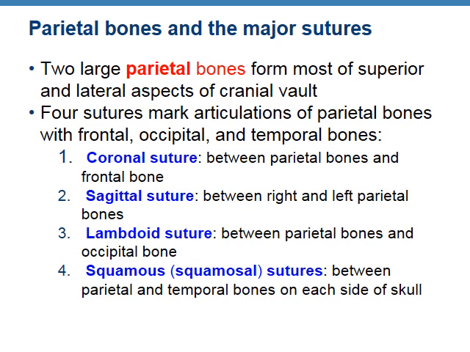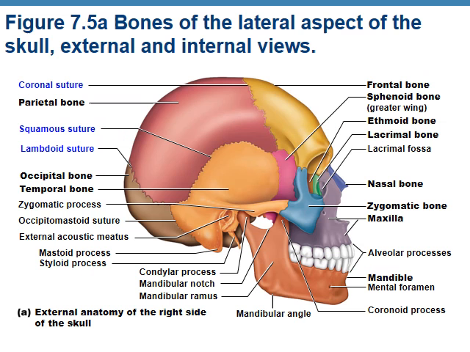Next, we need to look at the 2 parietal bones, and these are going to make up kind of the lateral aspect of the cranial vault. And we're going to see 4 sutures. We have a coronal suture, a sagittal suture, lambdoidal or lambdoid, and a squamosal or squamose suture. And it's better to show you where these are in the figure.